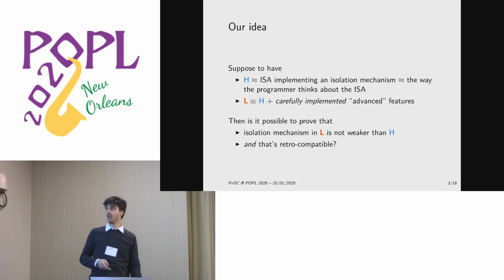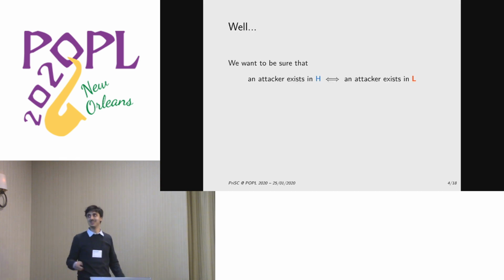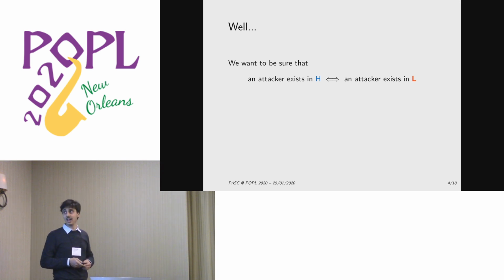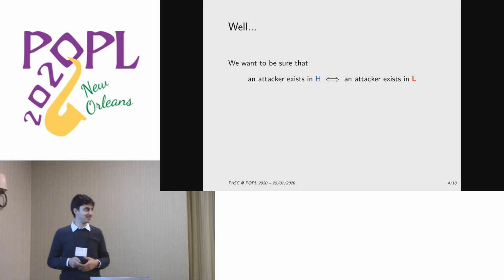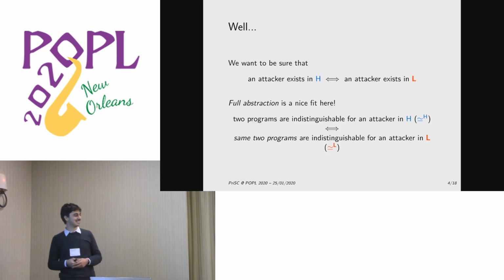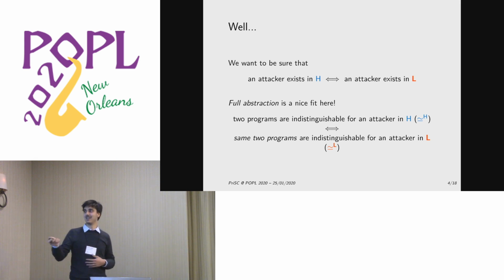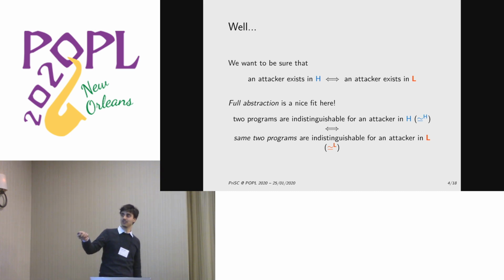on some actual machine. So we want to be sure that if an attacker exists in a low language, then it must exist in a high language, and actually vice versa to guarantee retrocompatibility. And maybe not everyone in this room will be with me, but full abstraction seems like a nice fit here. If two programs are indistinguishable for an attacker in the low language, then they must be indistinguishable for an attacker in the high language. And at the same time, again for retrocompatibility, we also need the other arrow.